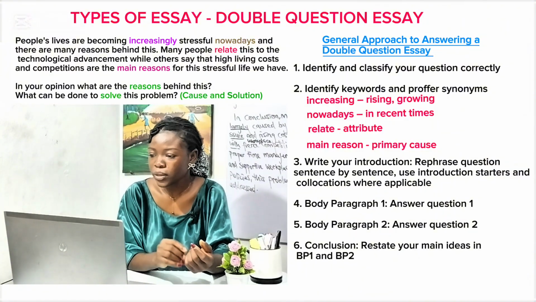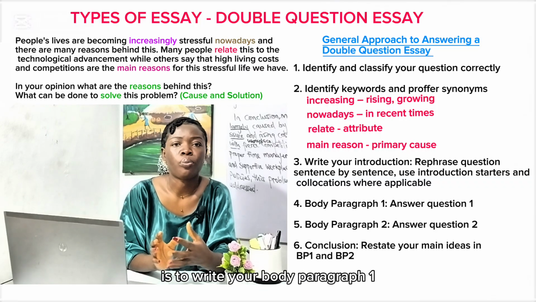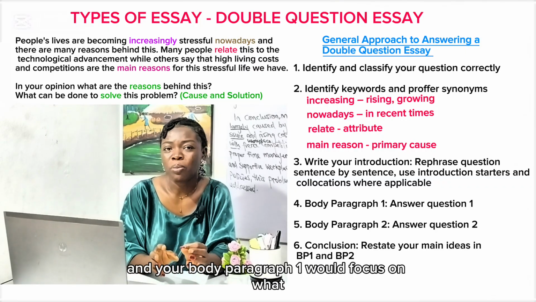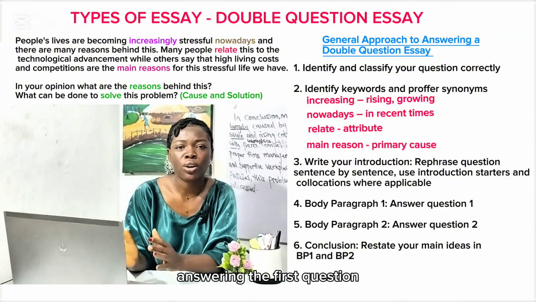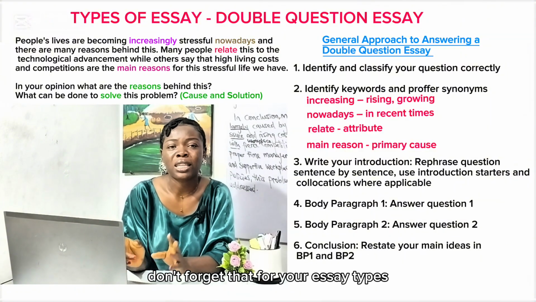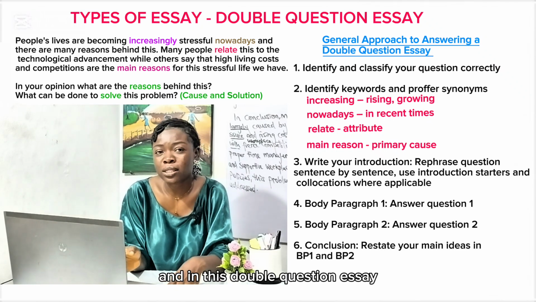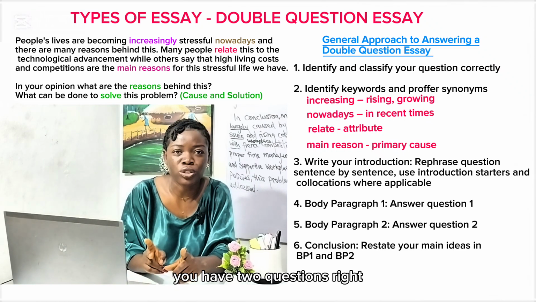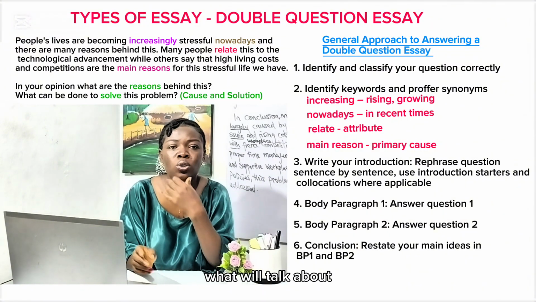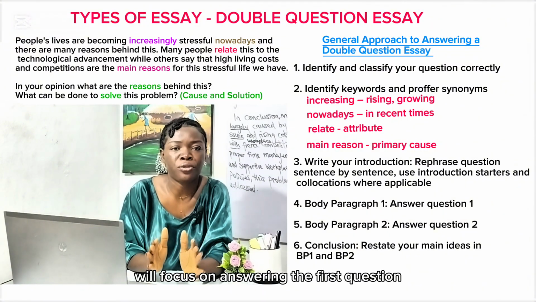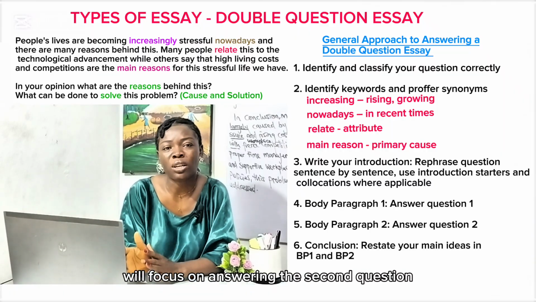Then the next thing you do is to write your body paragraph 1, and your body paragraph 1 would focus on what? Answering the first question. Don't forget that for your essay types you have 2 body paragraphs, and in this double question essay you have 2 questions, right? So the first body paragraph will focus on answering the first question, while your second body paragraph will focus on answering the second question.